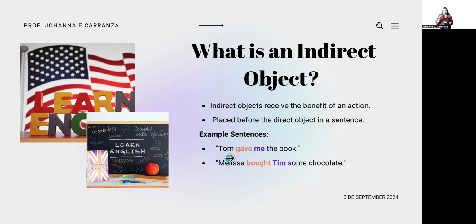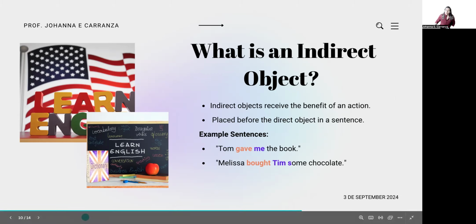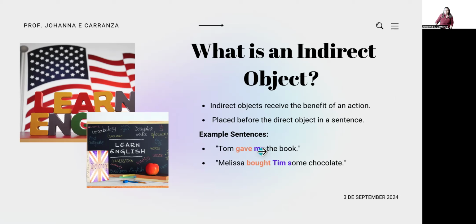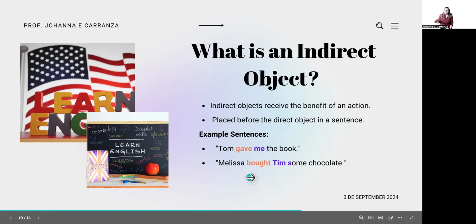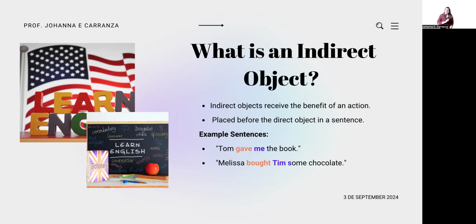So in the first sentence, me is what receives the benefit of the book. And in the second sentence, Tim is the one who receives the benefit, which is some chocolate. So that's how indirect objects work. They're usually in front of the direct object and after the verb, and they are the ones that receive the benefit of the action. That means me and Tim are the ones benefiting out of this whole sentence.